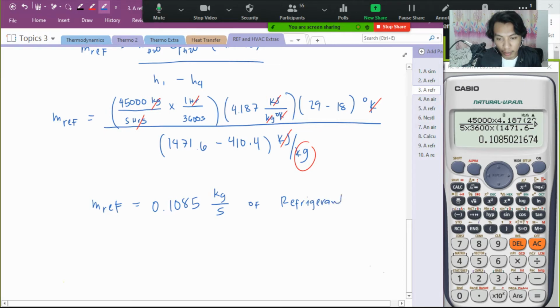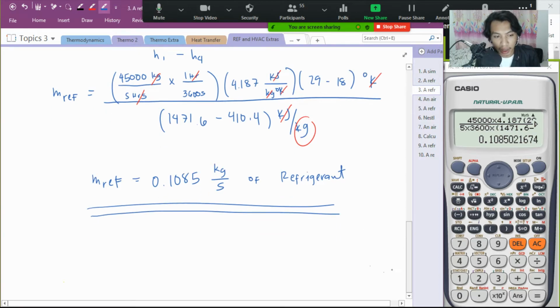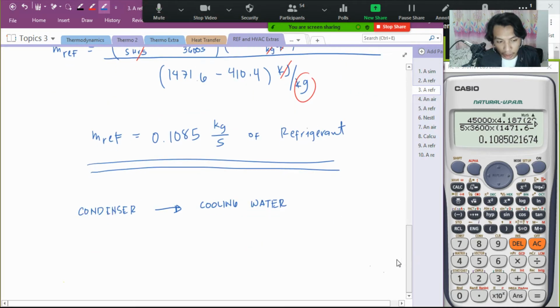Sir, tapos na po ba tayo? Hindi pa. Kasi ang kukunin naman natin yung sa condenser. 'Di ba? Yung condenser mo, okay? Sa condenser, to the cooling tower, cooling water na lang. Yung heat na meron ka sa condenser mo is equal to the heat na meron ka dun sa cooling water.